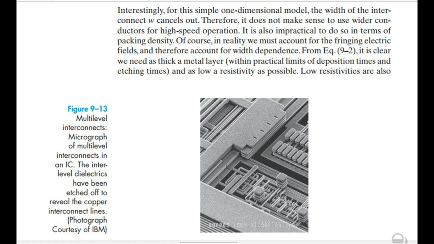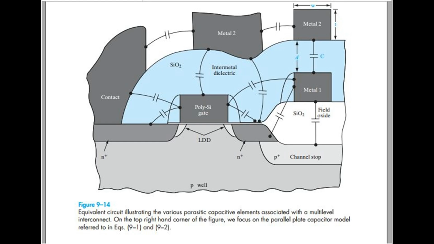Figure 9.13 Multilevel interconnects, micrograph of multilevel interconnects in an integrated circuit. The interlevel dielectrics have been etched off to reveal the copper interconnect lines. Photograph courtesy of IBM. Low resistivities are also important in minimizing ohmic voltage drops in metal bus lines that carry power from one end of a chip to the other.